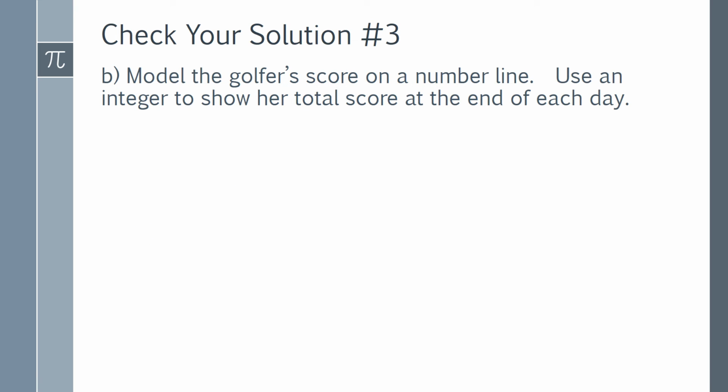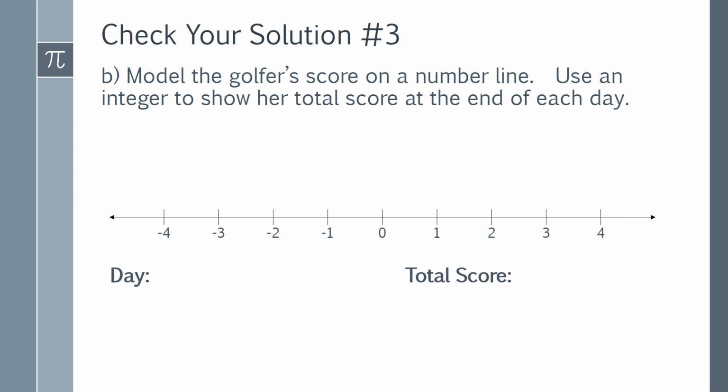Part B. Model the golfer's score on a number line. Use an integer to show her total score at the end of each day. We'll start by drawing our number line, and below it we'll have the day on the left and the total score on the right. The golfer started day 1 with a score of 2 strokes below par, so she'll start at -2 on the number line.